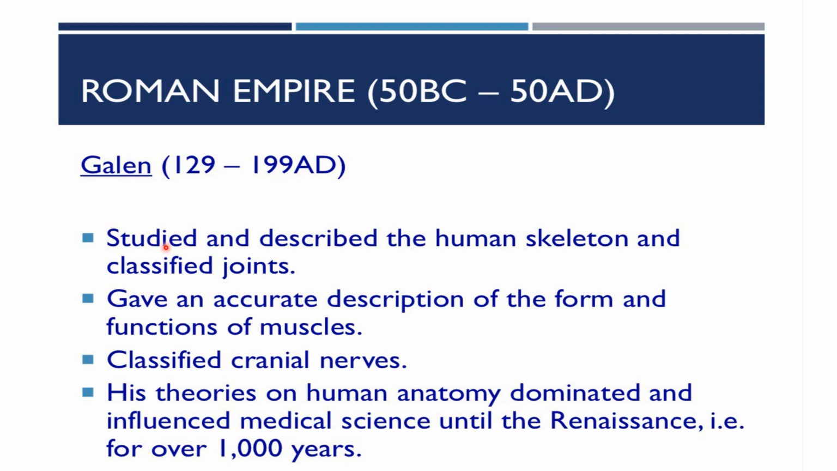What he did was he studied and described the human skeleton and also classified joints. And he also was the first to give an accurate description of the form and functions of muscles. He also classified cranial nerves. We'll talk about that later, cranial nerves in neuroanatomy. And his theories on human anatomy dominated and also influenced medical sciences until the Renaissance period. So just know the few things that he did. He classified the cranial nerves, he gave an accurate description of the form and functions of muscles, and he was also the first to study and describe the human skeleton and also classified joints.